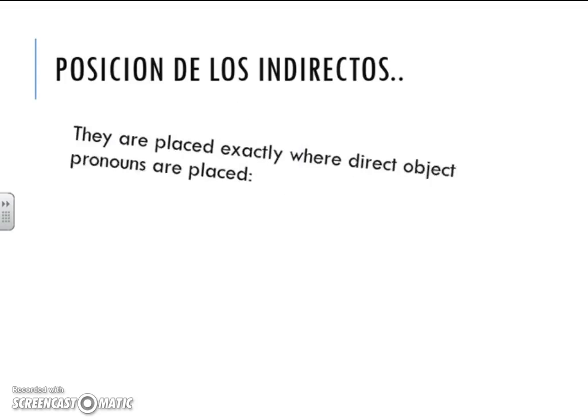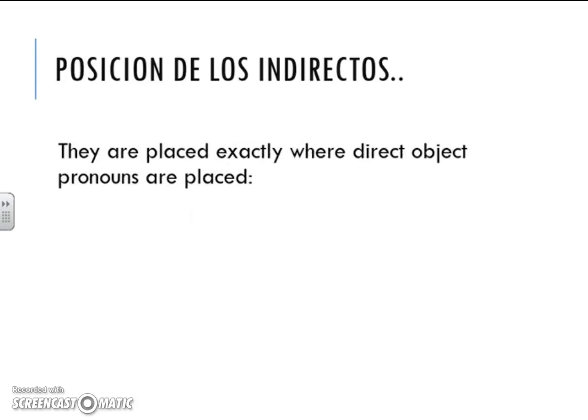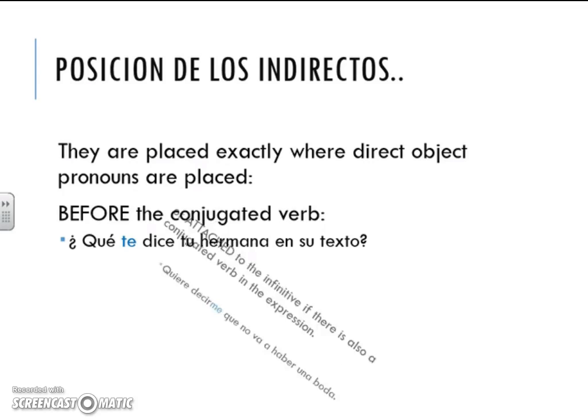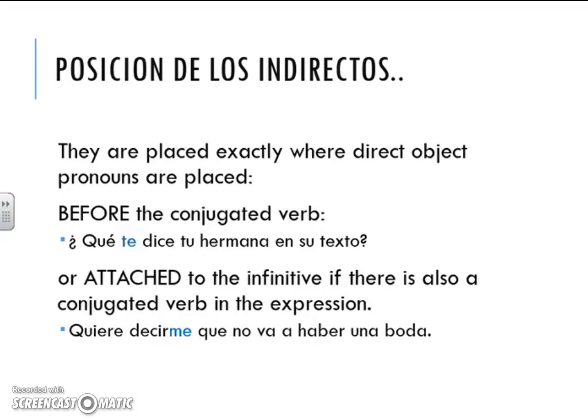So where do they go? They're going to be placed exactly where direct object pronouns are placed, either before the conjugated verb: "¿Qué te dice tu hermana en tu texto?" So what's your sister saying in the text to you? Or it could be attached to the infinitive if there's also a conjugated verb. Same places. So, "quiere decirme que no va a haber una boda." She wants to tell me that there isn't going to be a wedding. The wedding is the direct object. Me is the indirect. To me.